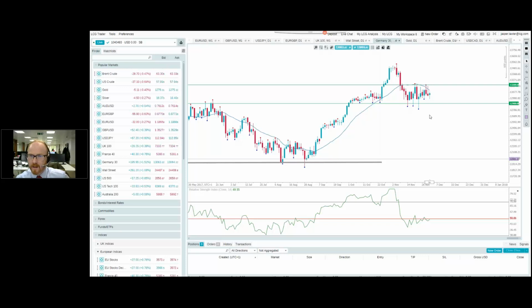But given the overall context on a weekly basis of the uptrend, the bias would be that we get a break through the 13,200 mark. A better way might be just to wait for confirmation that we're breaking back into that uptrend with a move through 13,200.